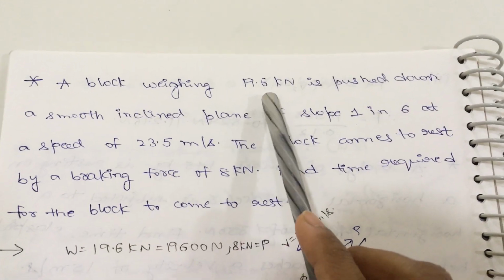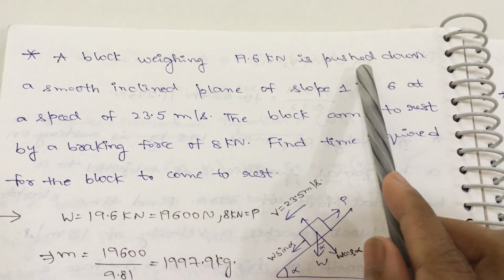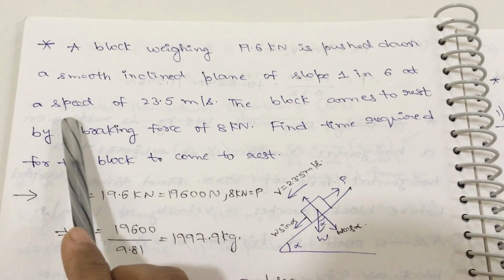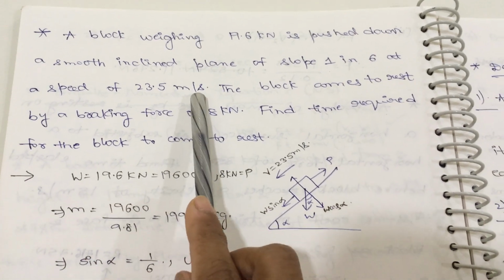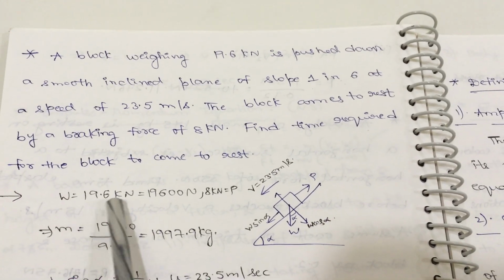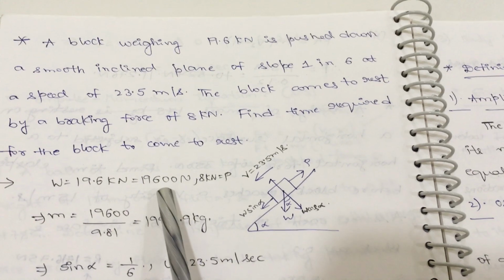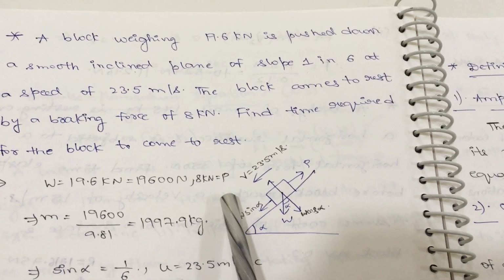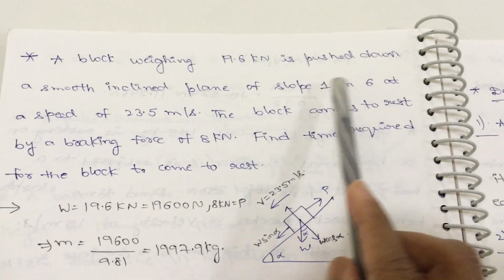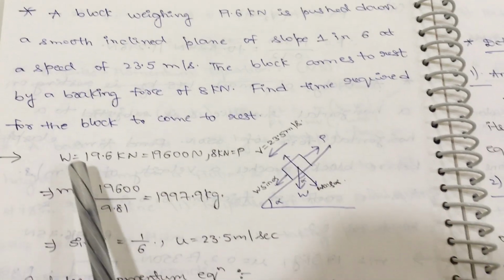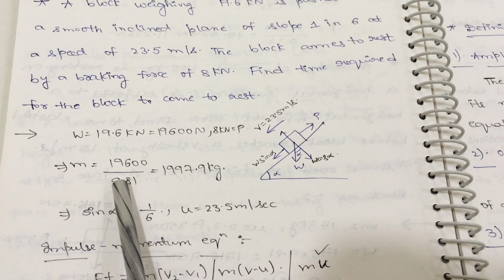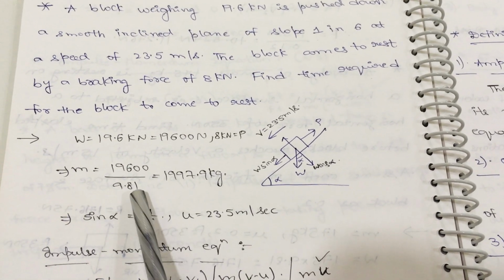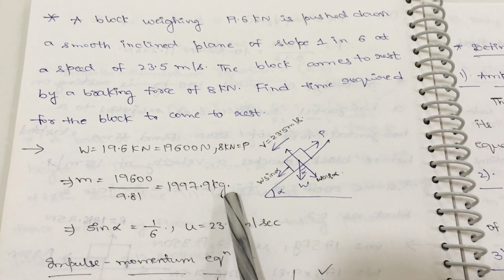Here a block weighing 19.6 kilonewton is pushed down a smooth inclined plane of slope 1 in 6 at a speed of 23.5 meter per second. So here the weight value is given as 19.6 kilonewton. Convert it into Newton by multiplying with 10 to the power of 3. From the weight value we can calculate the mass value, that is mass is equal to weight by 9.81. You will get the mass value in kgs.